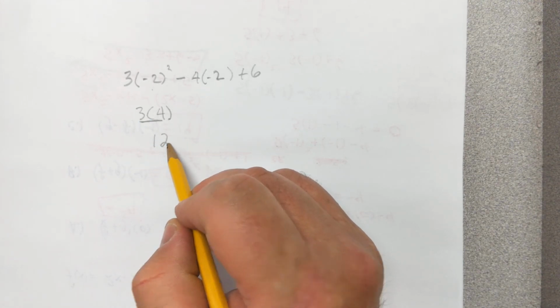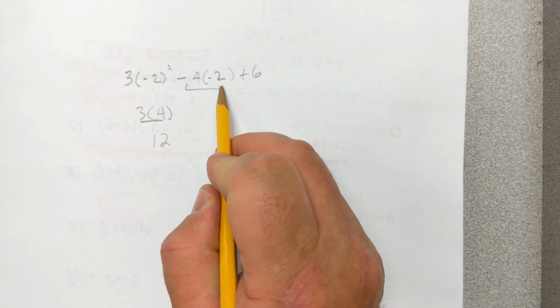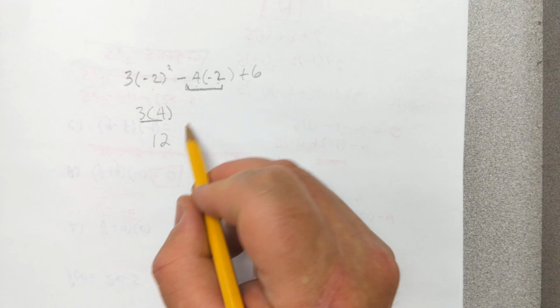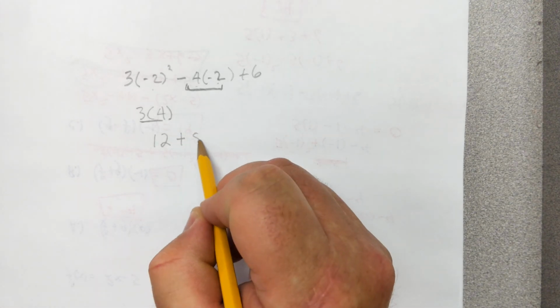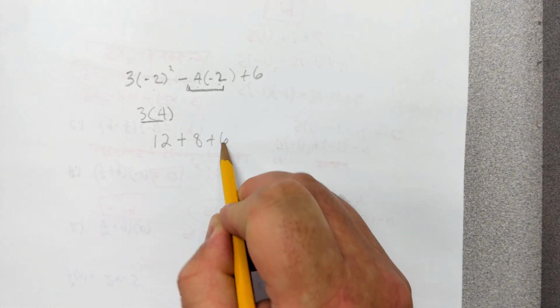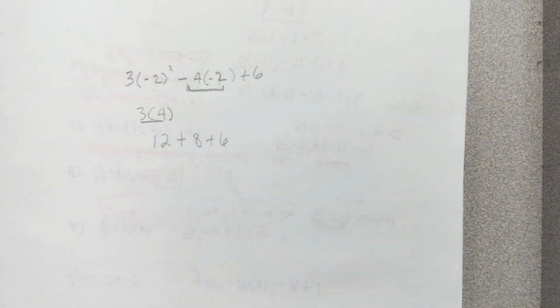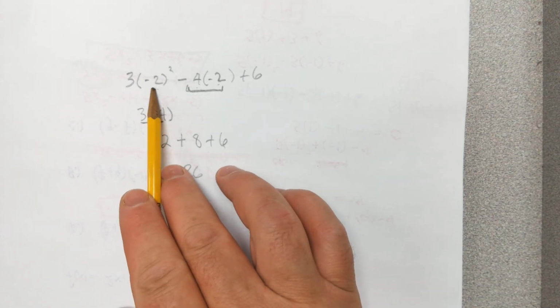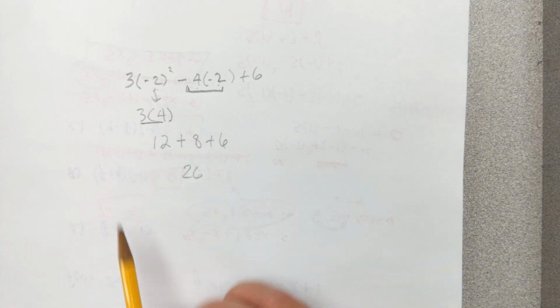And then 12 minus, but then you have to put these together. Okay. And then negative 4 times negative 2, which would be positive 8. That's right. And plus 6. And then from there you're good. 26. So that was easy. That's the part you're messing up. So yeah, I think you know how to do it. You just gotta be careful. I just gotta be careful.